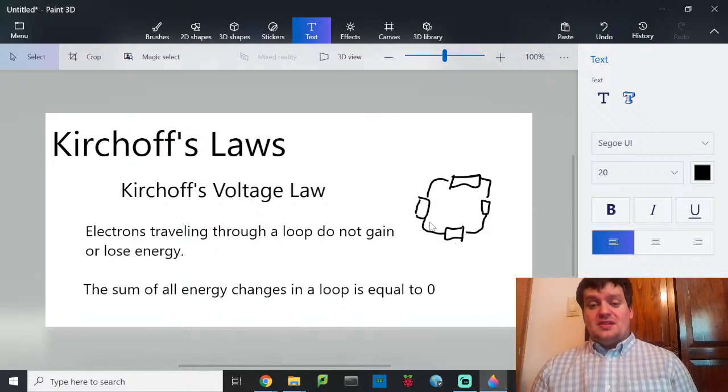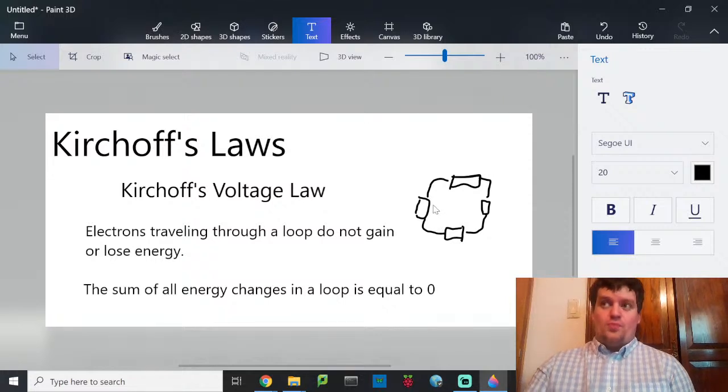And you can look at that the same way as climbing a mountain. The sum of all elevation changes on your mountain is going to be equal to zero if you go back to the exact same place. Why is that? Because you can't go back to the exact same place and be at a different elevation, because you're not at the same place if that's the case. So this is what Kirchhoff's voltage law is.